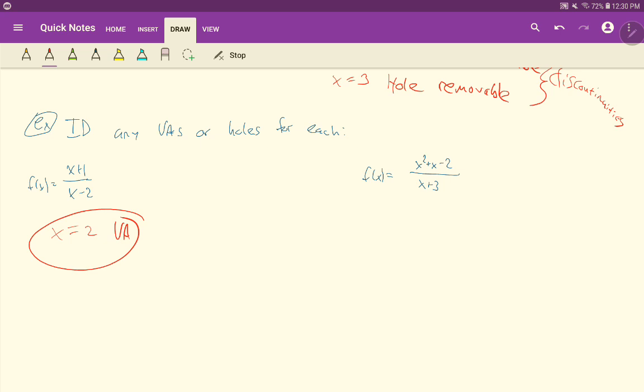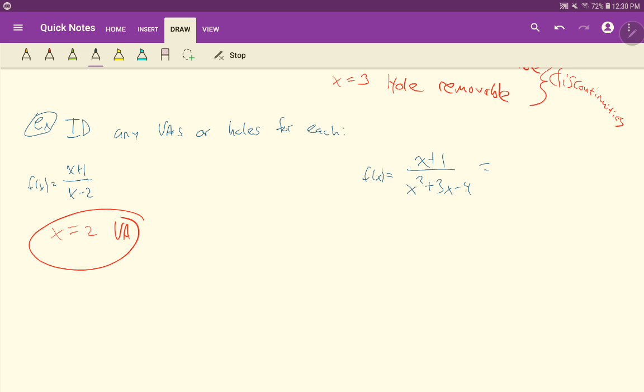What about this function? Well, at first glance, you might think to yourself, oh, x equals negative 3 is going to be a problem, and that's a vertical asymptote. But let's check it up here. This thing factors. Oh, I didn't want to do this one. Let me change this one. I don't like this one. Should have worked before. Let's do this one. There we go. I like this one more.